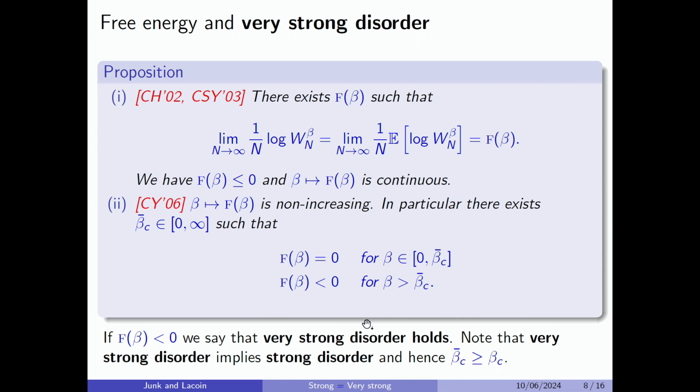Okay? And by continuity, here you know what happens at beta bar C. At beta bar C, the free energy is equal to 0. So when the free energy is strictly negative, we say that very strong disorder holds. And note that very strong disorder is stronger than strong disorder, because if you decay exponentially fast to 0, then in particular you decay to 0.